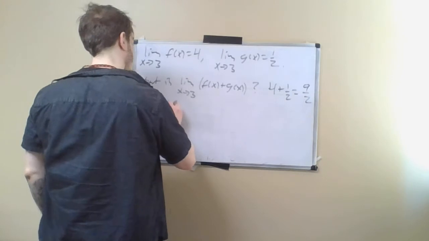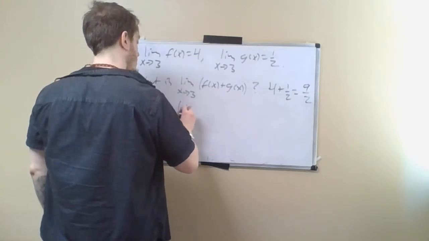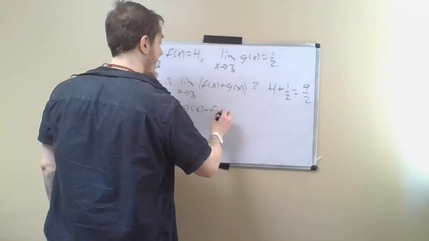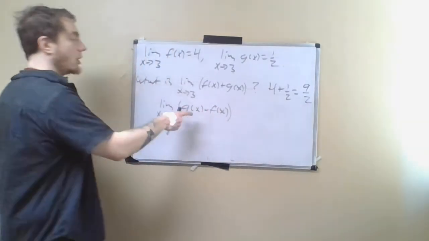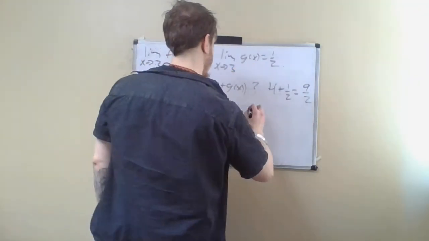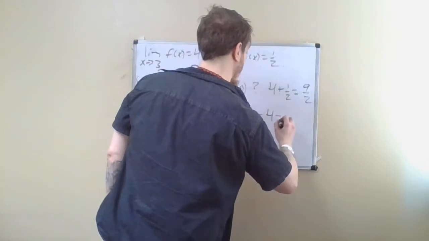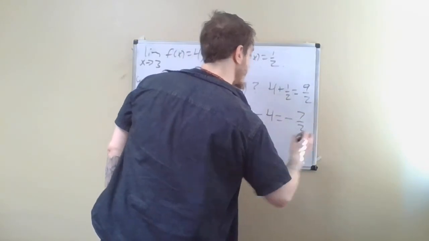What about the limit of the difference? So x approaches 3. Let's do g of x minus f of x this time, just to kind of throw things up a bit. Well, this time I take the limit of g. This is going to be 1/2, and I subtract the limit for f, which is 4. So that gives me negative 7/2.